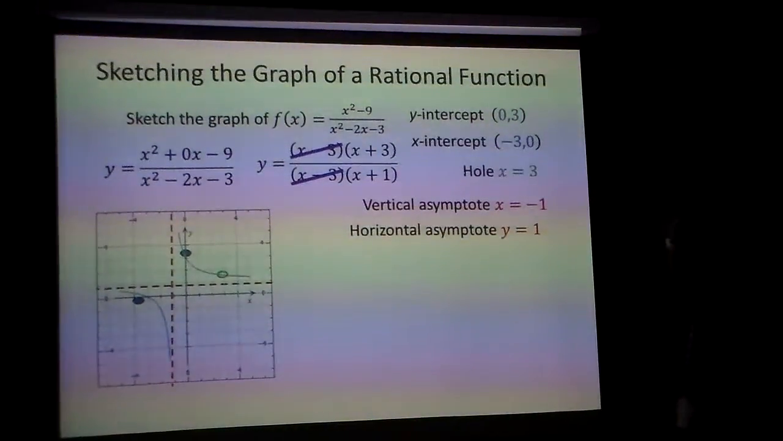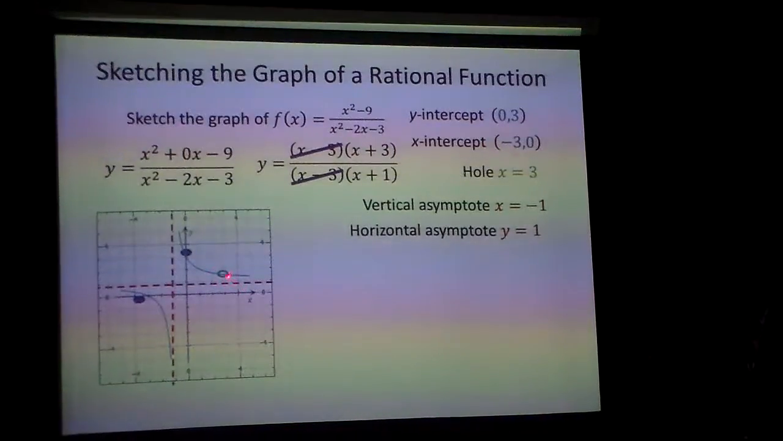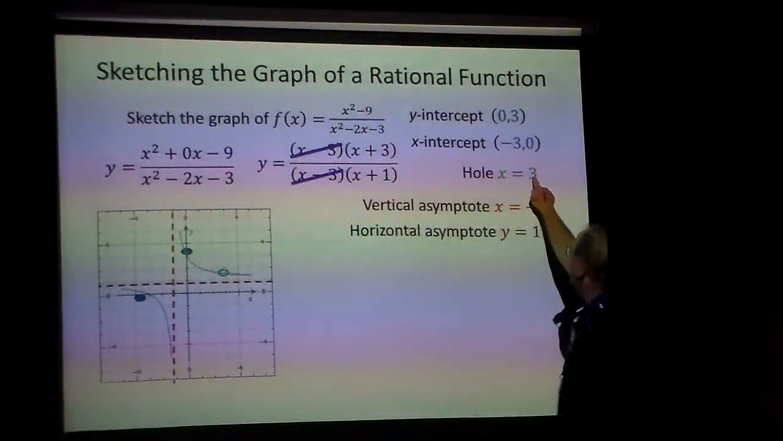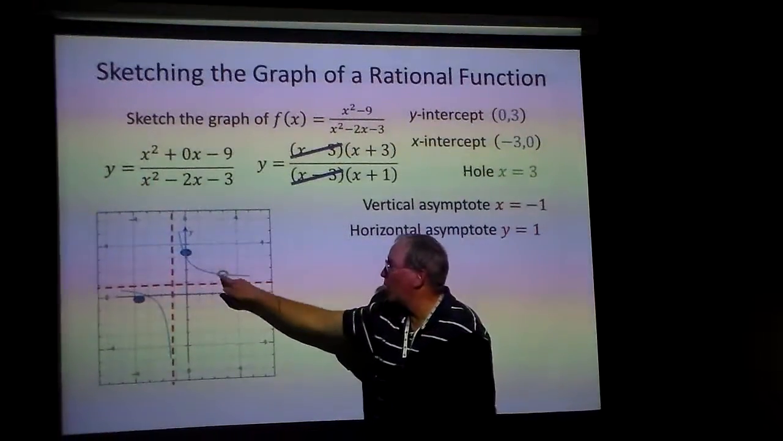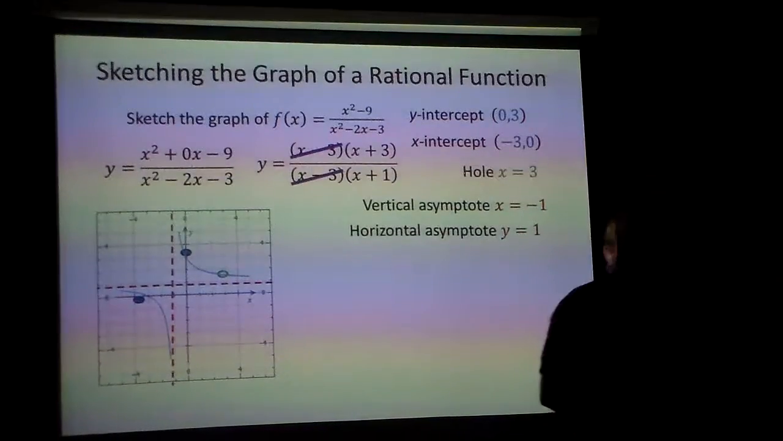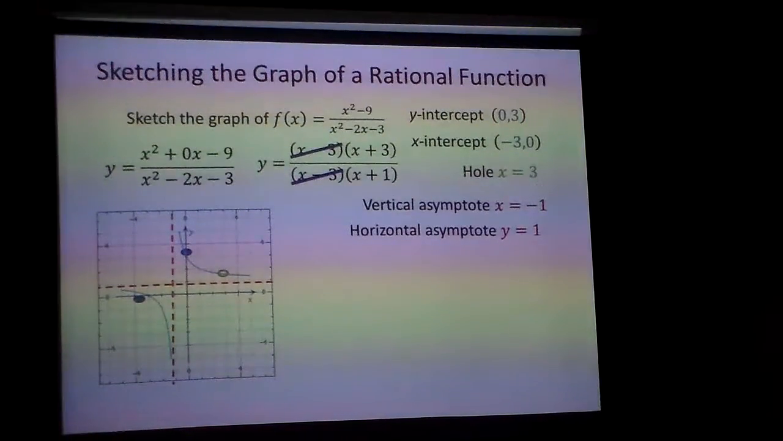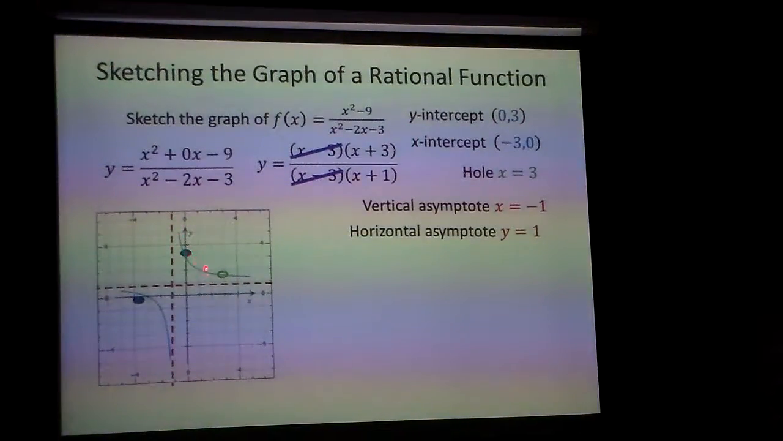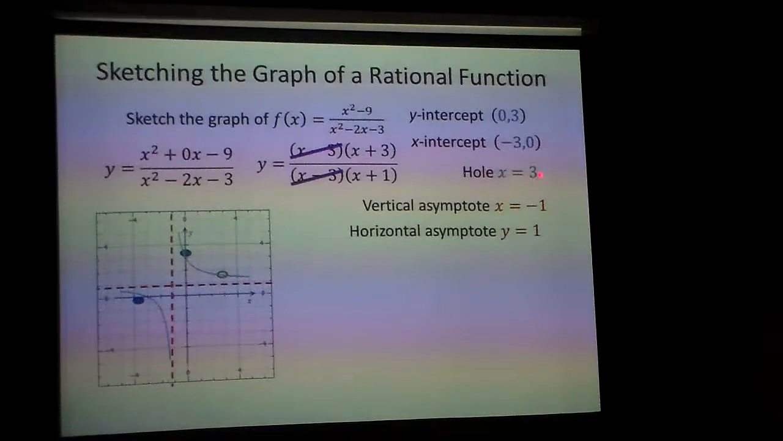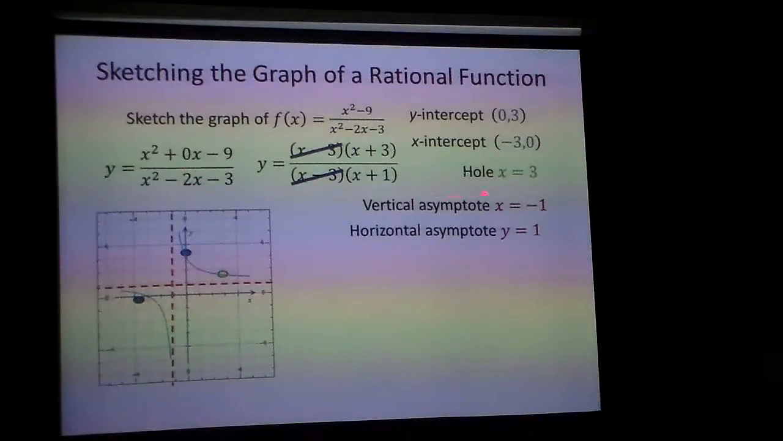Except I can't have an answer at 3. At 3, I have a hole. So I make an open circle right there at that one. At that point, your graph comes there, it stops, and then it continues on afterwards. So you make a hole there. It says you cannot have 3 for an answer, because if you have 3 in here, you will get 0.